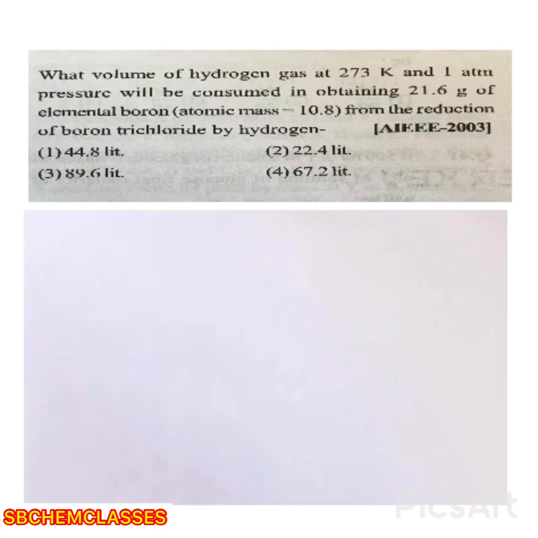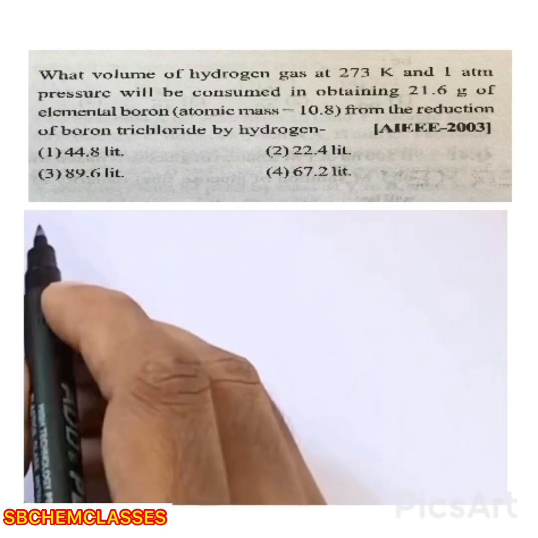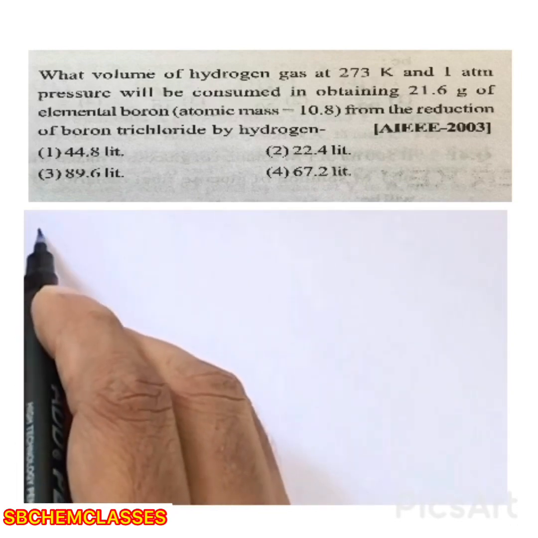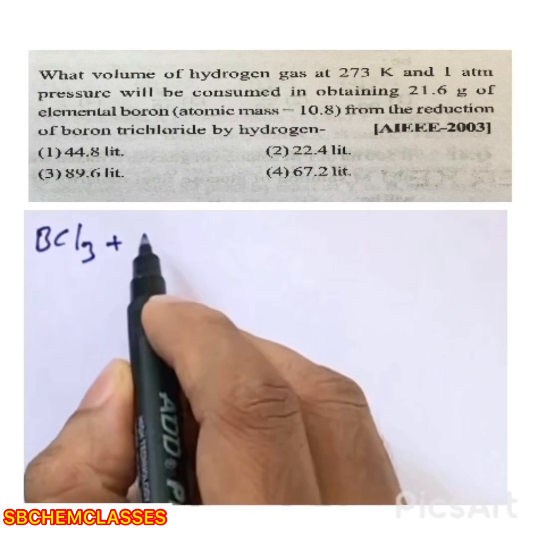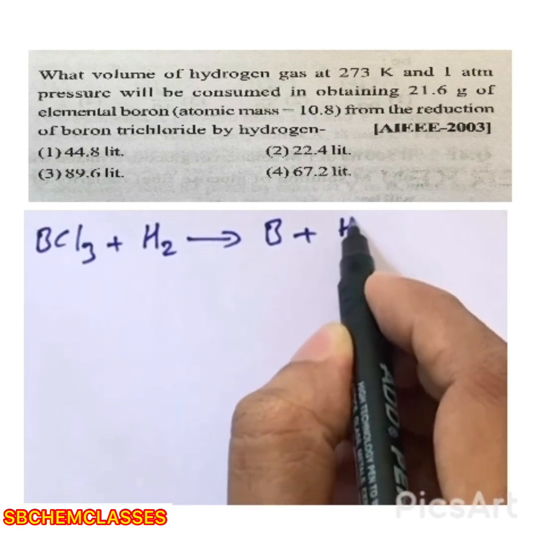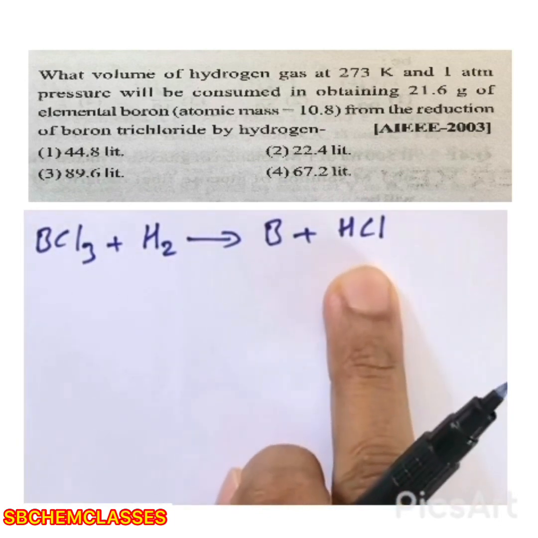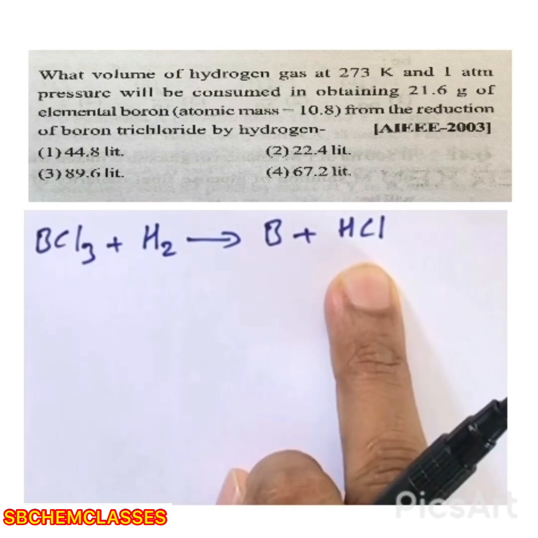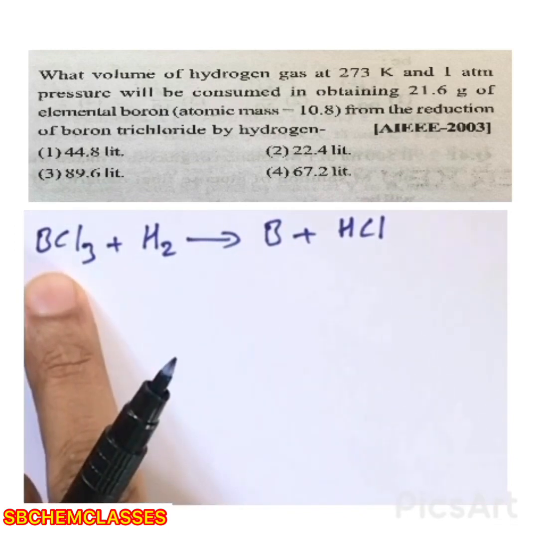What volume of hydrogen gas at 273 Kelvin and 1 atm pressure will be consumed in obtaining 21.6 gram of elemental boron, having atomic mass 10.8, from the reduction of boron trichloride by hydrogen? So boron trichloride means BCl3. It reacts with H2 to give elemental boron and HCl. In this question, the byproduct is not required.